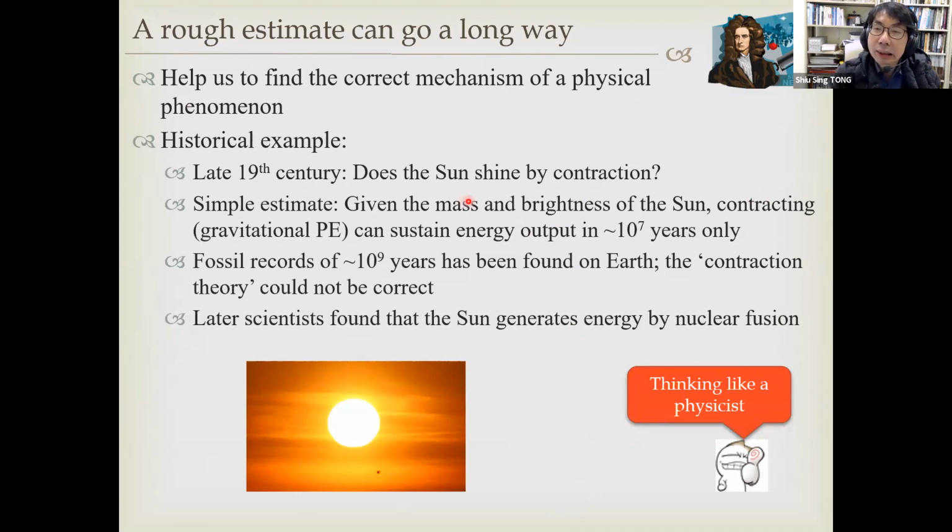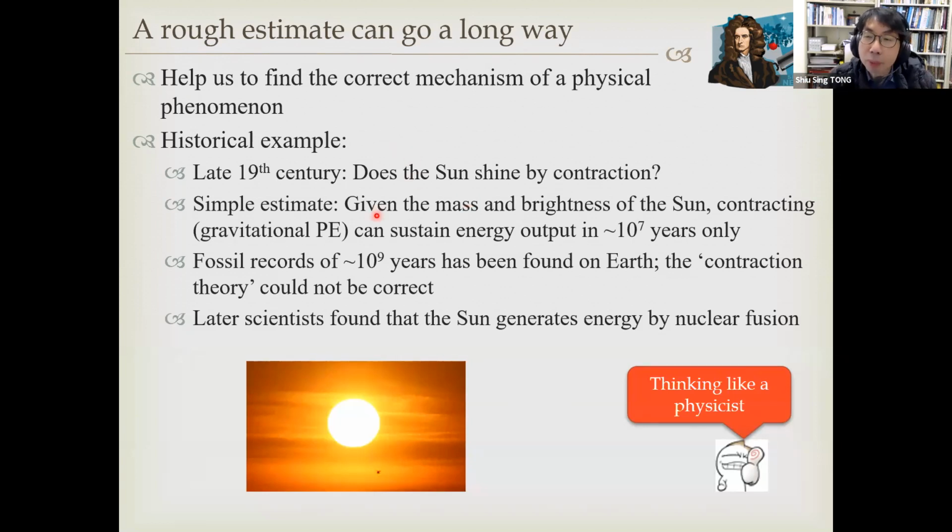Now you may ask, what is the use of that? We only get the correct order. So what's the big deal about that? The answer is that before physicists find the correct mechanism for a physical phenomenon, they always do an order of magnitude estimation. The order of magnitude estimation actually helps physicists to find the correct mechanism so that they can study more and create a more precise model of that mechanism to explain a particular physical phenomenon.